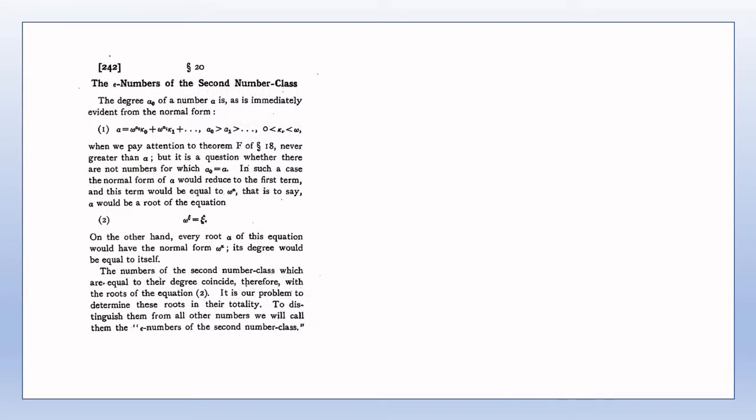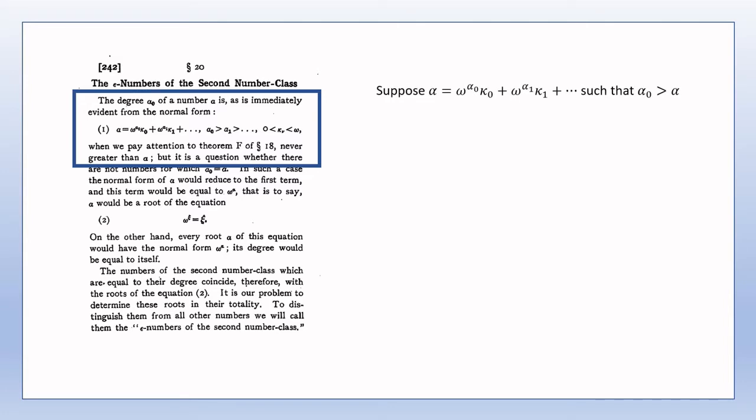The proofs of the theorems are fairly complete already, in comparison to some of the previous sections where there's been a lot of detail missed out. Suppose we have a number alpha as given in point 1 of page 195, and such that the degree of alpha is greater than alpha. That is, alpha naught is greater than alpha.